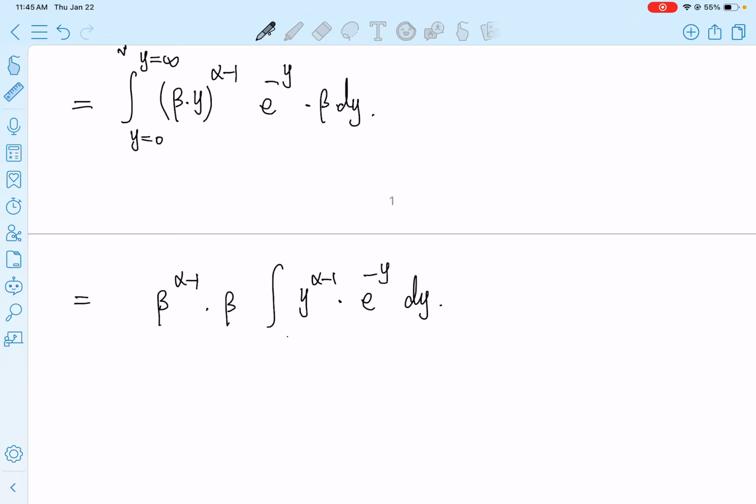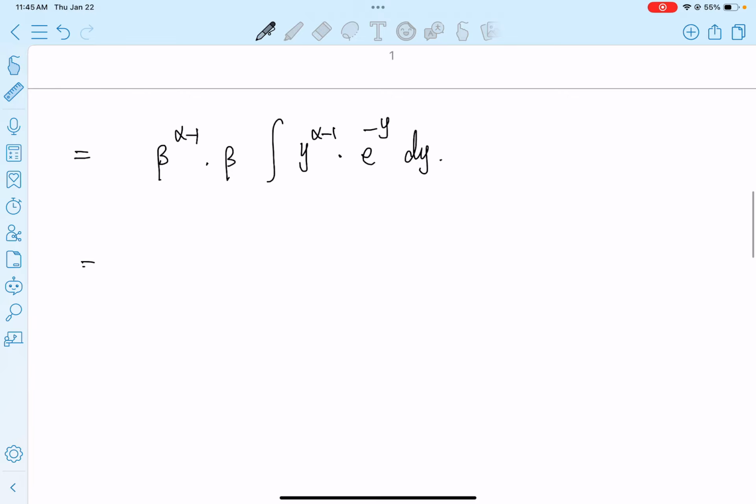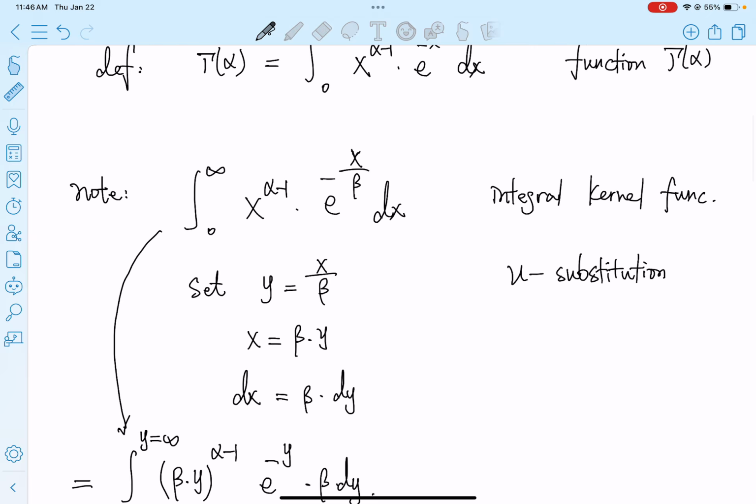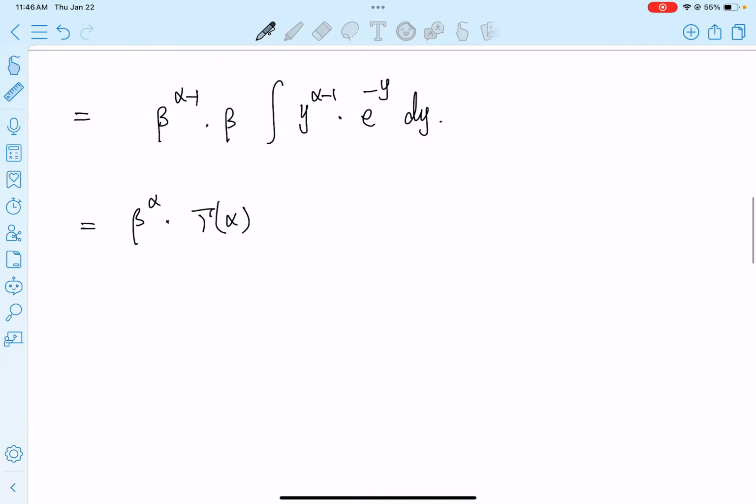So now we can see that this part is essentially the definition for a gamma function. Here the constant part is beta raised to the power of alpha, multiplied by the gamma function with the input alpha. We notice that when you integrate the kernel function, you will get the denominator. And usually this is also called the normalizing constant.